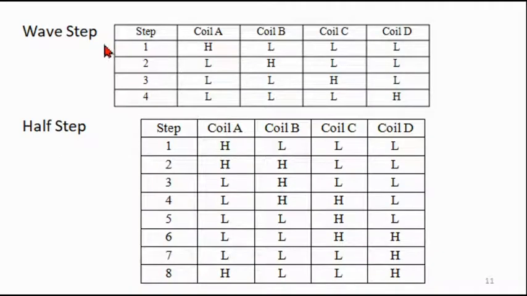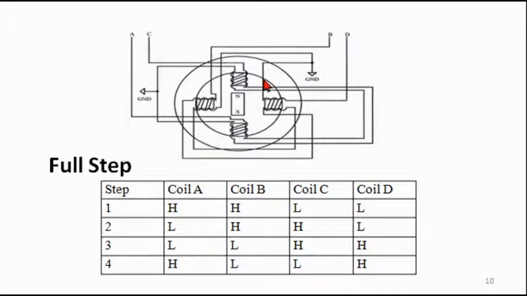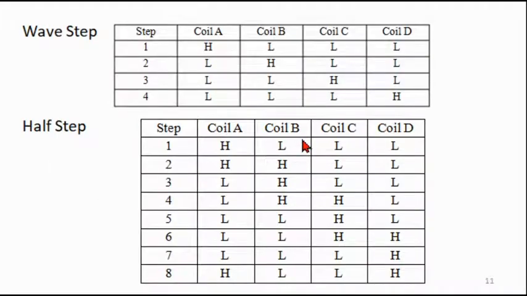Otherwise, wave step, that means here only coil A is energized, coil B is not energized. So coil A will be attracting the rotor. So like this, at a time only one coil is energizing, and only one coil will make the stepper motor rotate. There is one more method, half step.